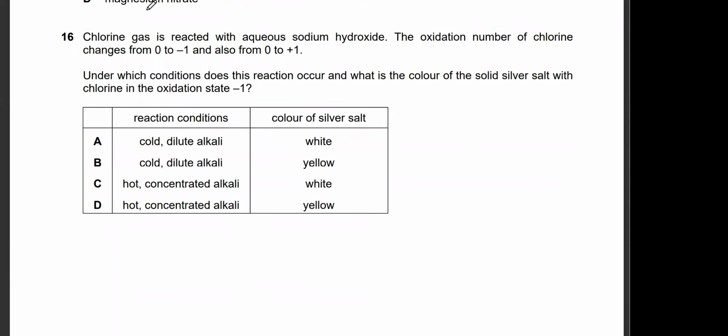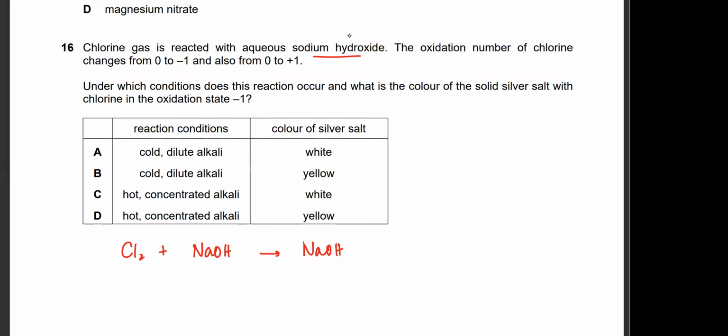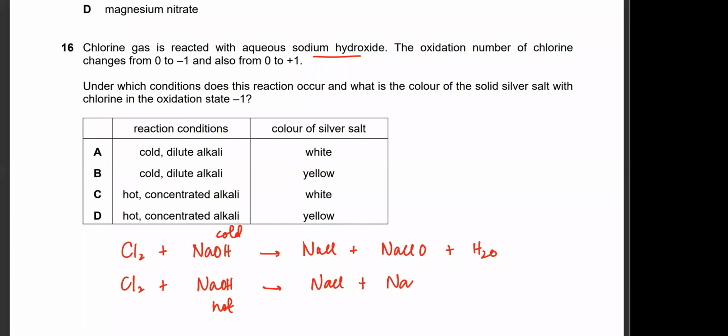So there are two reactions with NaOH that you need to remember. If you react chlorine with cold NaOH, what's going to be produced is NaCl plus NaClO plus water. If you react it with hot, concentrated NaOH, temperature above 70 degrees centigrade, it's going to produce NaCl, NaClO3, and also water. Remember these two reactions.